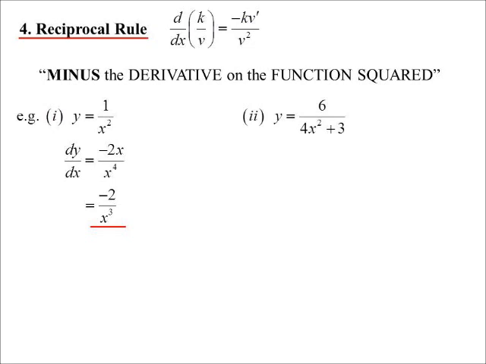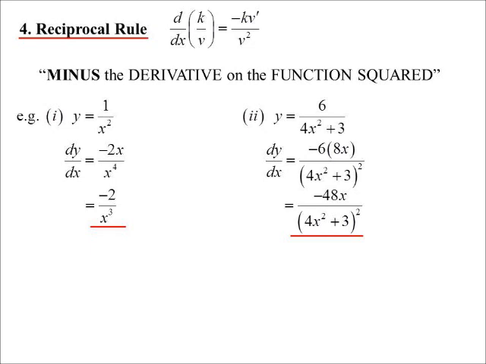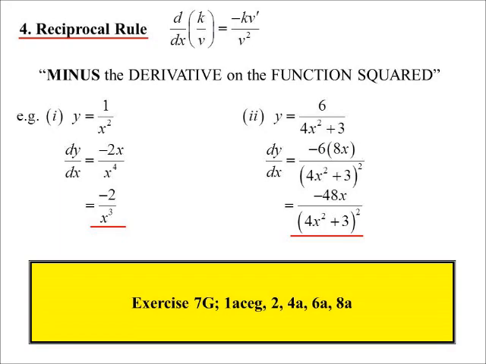Now, if that constant's not 1, it doesn't matter. I mean, we just multiply by the derivative. So, minus the derivative on the function squared. Derivative of the bottom here is 8x. So, minus the derivative, minus 6 times 8x, minus 48x on (4x squared plus 3), all squared. So, minus the derivative on the function squared. As I say, you will not find that in any textbook. All right.